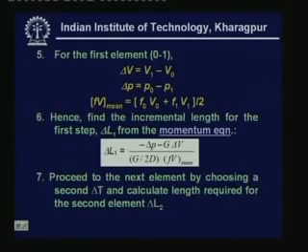For the first element, delta V is equal to V1 minus V0. You know V1 and you also know V0, so we can find out V1 minus V0, and delta P is equal to P0 minus P1, which are known to us, and f V mean is nothing but f0 V0 plus f1 V1 by 2, where f0 and f1 are the friction factors at point 0 and 1, V0 and V1 are the velocities at point 0 and 1. Okay. Hence we can find out the incremental length for the first step delta L1 from the momentum equation. The momentum equation is rewritten in this fashion.